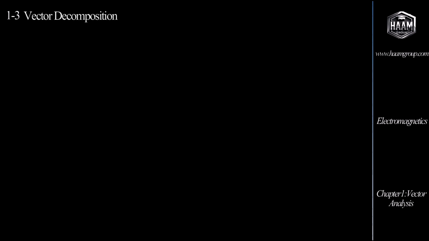Vector decomposition. In many engineering and physics applications, it is necessary to decompose a vector into components relative to another vector, a line, or a surface. Specifically, we often need to determine the components that are parallel and perpendicular to a given reference. In this example, we will decompose vector A with respect to vector B.